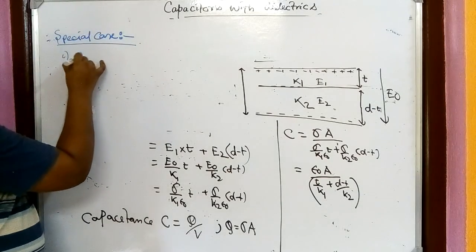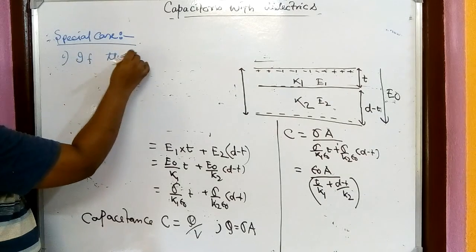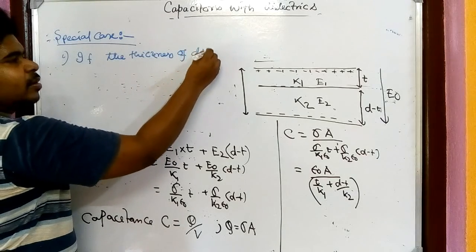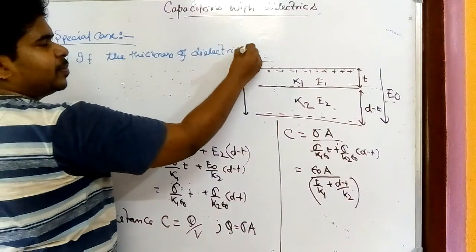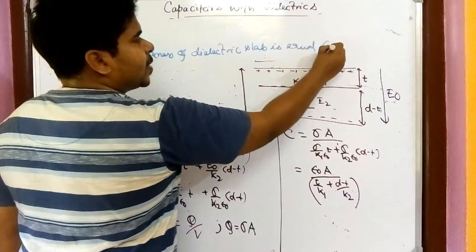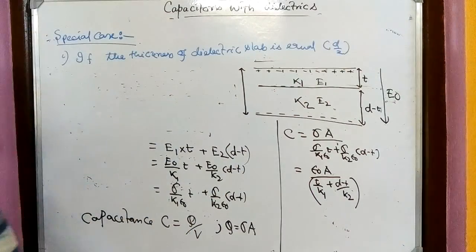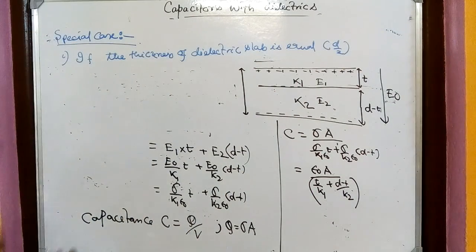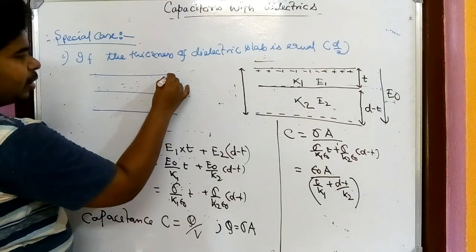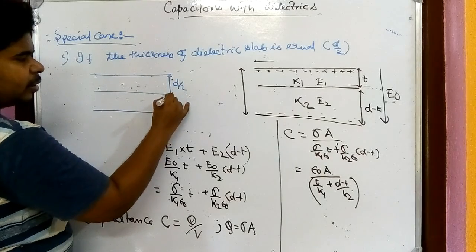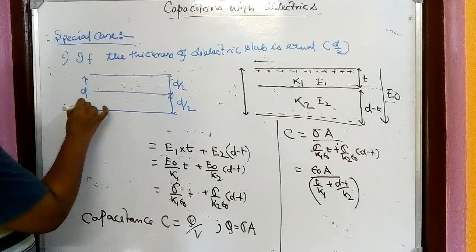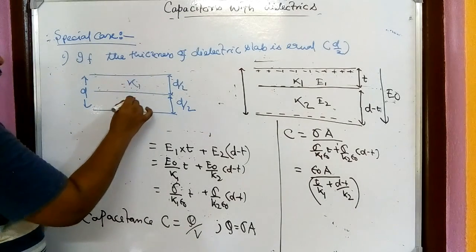number 1. If the thickness of dielectric slab is equal, that means d by 2. What we have taken? Now we have taken t and d minus t. Here it is told that you have to take the slab just like this way. This is d by 2 and this place is d by 2. Okay, the total length is d and here it is k1 and k2.